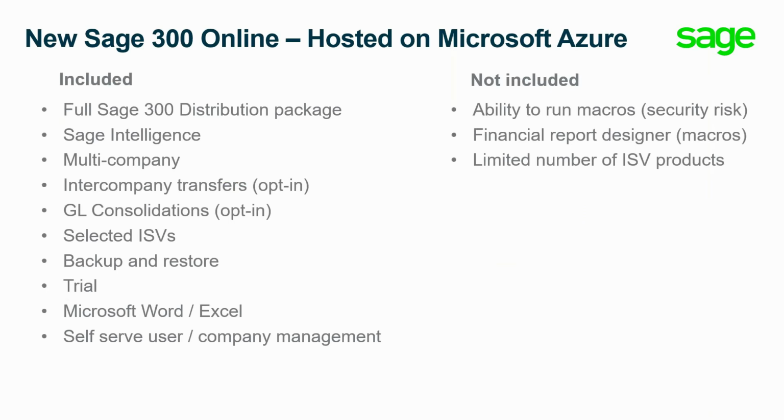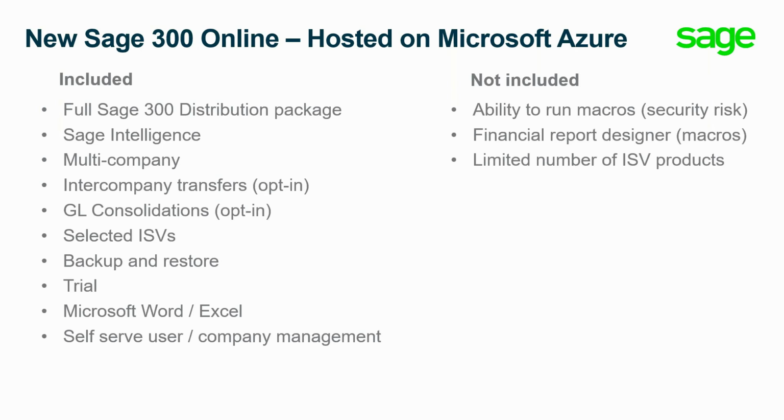The default 300 is including all the different modules of 300. We include Sage Intelligence, it's multi-company. We include the intercompany transfers, GL consolidations. There's only a select number of ISVs though, and I'll get to that in a moment. It provides the usual backup restore functionality. We're going to be looking at having a trial so that a partner or customer can easily get a trial going up and review that for 15 days type thing.